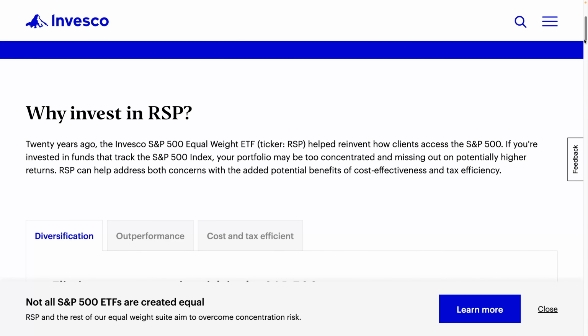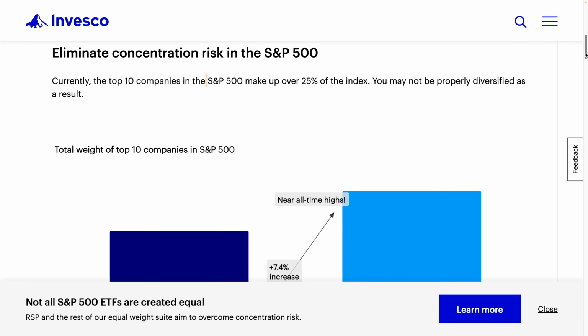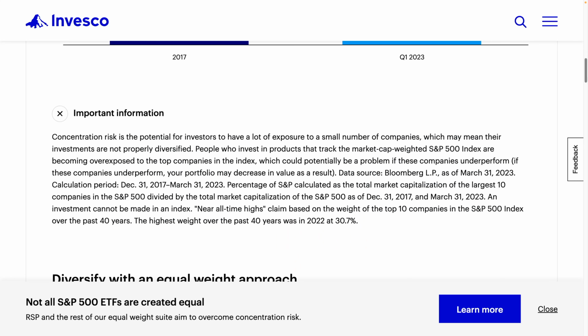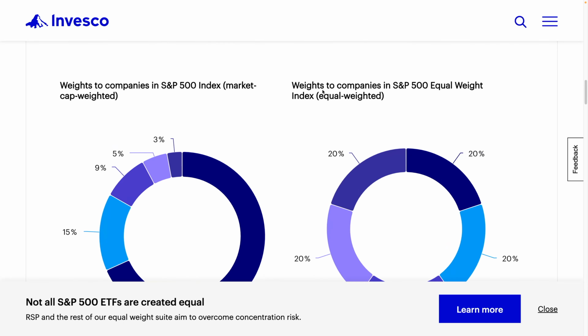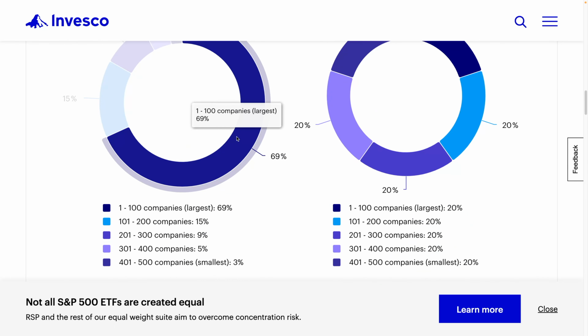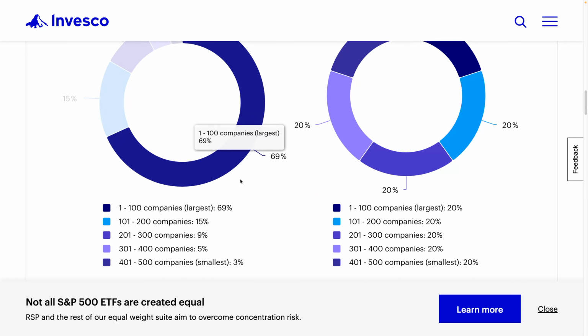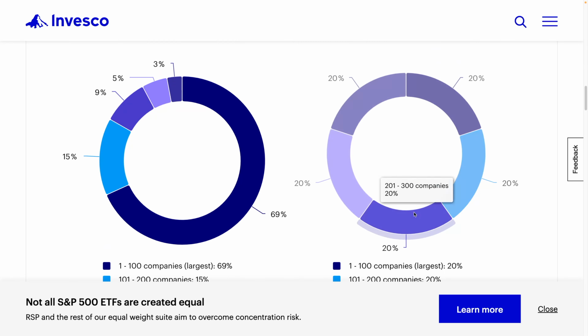Okay, why invest in RSP? Currently, the top 10 companies in the S&P 500 make up over 25% of the index. You may not be properly diversified as a result. Concentration risk: diversify with an equal weight approach. Here, on the left, is the regular S&P 500 fund. It's showing in the dark blue that 100 companies equal 70% of the value, 69% of the value. Whereas with this one, you've got it equal for each group.